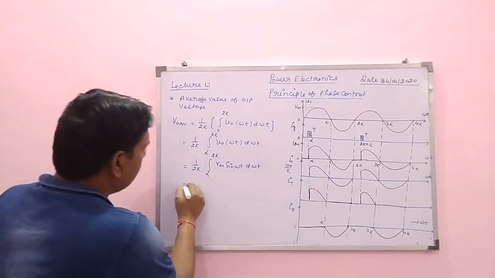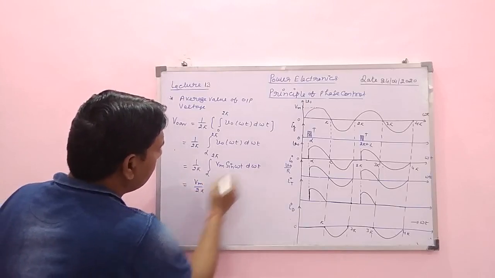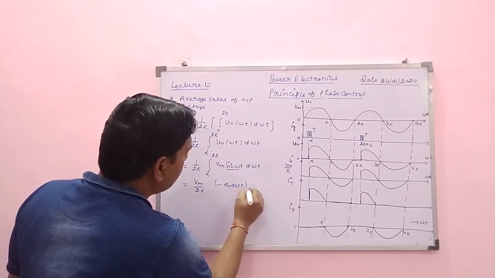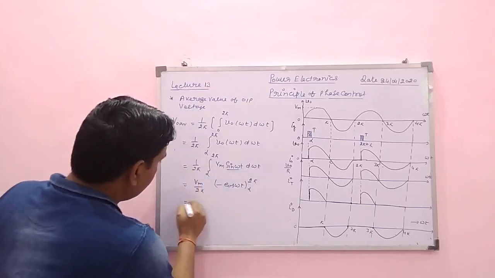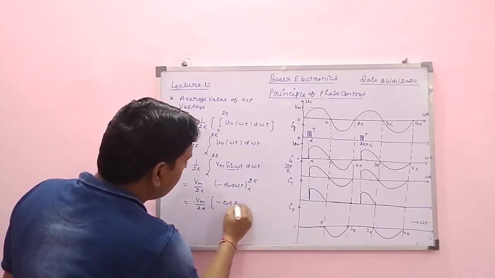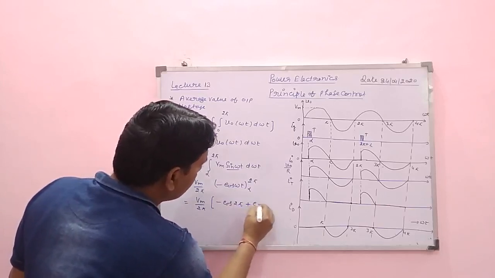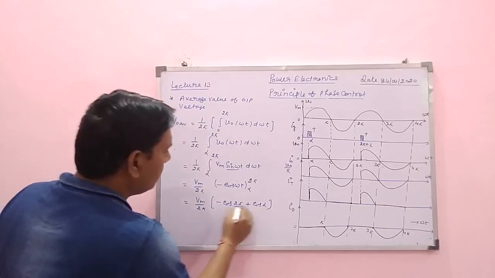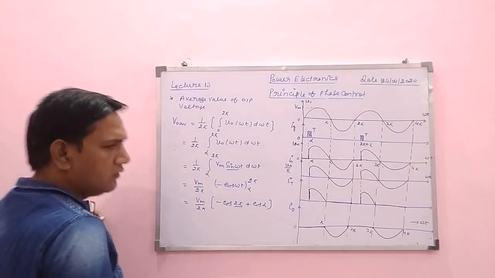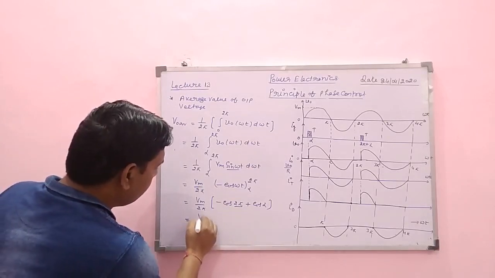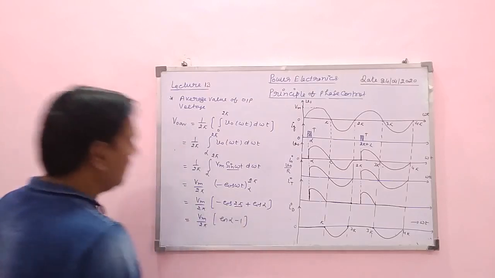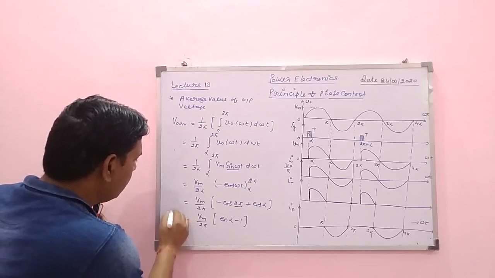So we can write Vm upon 2 pi. The integration of sine omega t is minus cos omega t, with limits alpha to 2 pi. So it will be Vm upon 2 pi into minus cos 2 pi plus cos alpha. You know 2 pi is 360 or 0, so cos 0 or cos 360 is 1. So Vm upon 2 pi, it will be cos alpha minus 1. This is the value of average output voltage.